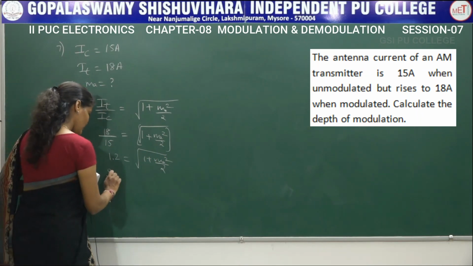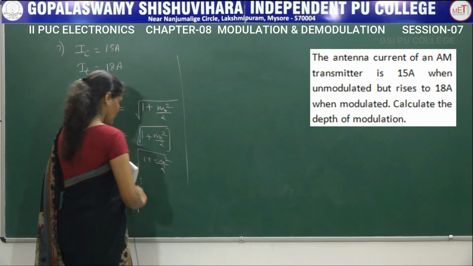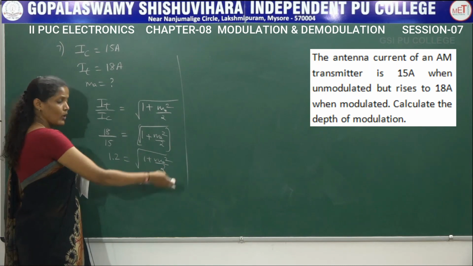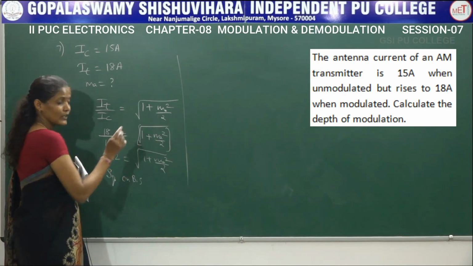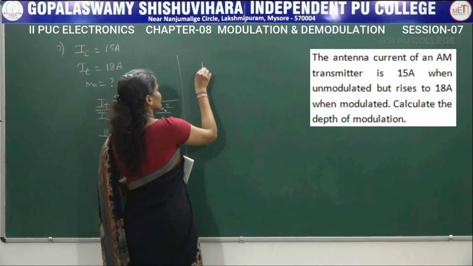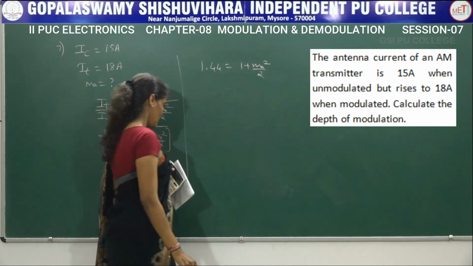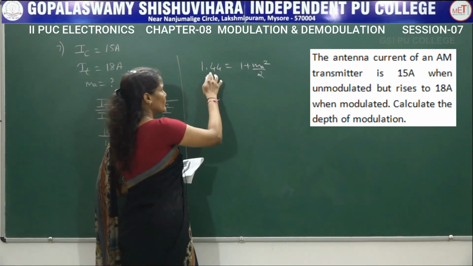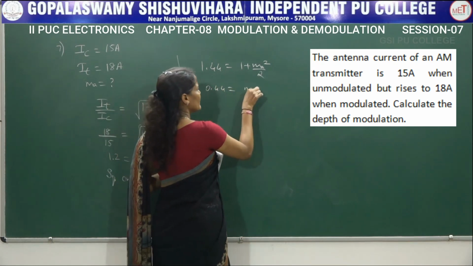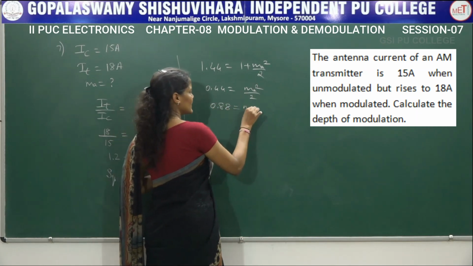So squaring on both sides gives me 1.2 into 1.2 equals root of 1 plus MA square by 2, whole square. So this whole square comes and the root gets cancelled. So 1.2 into 1.2 gives me 1.44, which is equal to 1 plus MA square by 2. The root got cancelled now. So 1.44 minus 1 gives me 0.44, which is equal to MA square divided by 2. 0.44 into 2 gives me 0.88, which is equal to MA square.